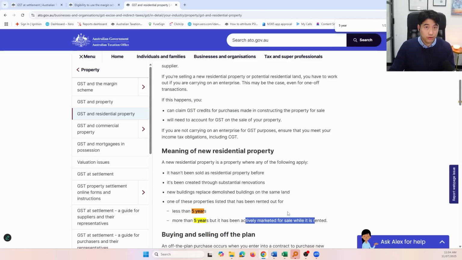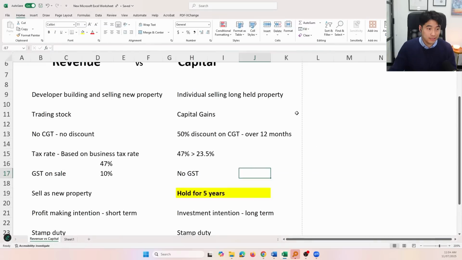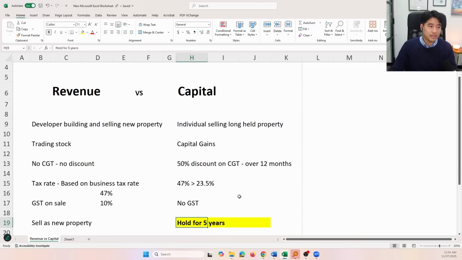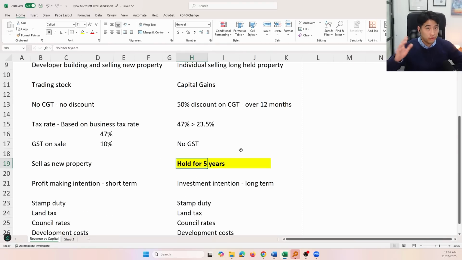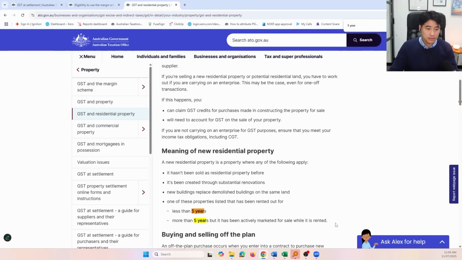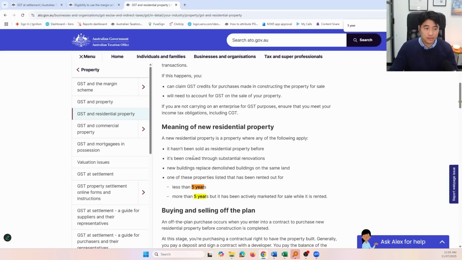So what I'm trying to point out is that the ATO may still class it as new residential property, even though you've been renting it out, if you don't hold it for more than 5 years. The ATO has put out a blanket rule. They basically said that in order to be an investor, they want you to hold the asset for more than 5 years. Going back to the initial question, what happens if I live in it? I think when you live in it for quite some time, this 5 year rule doesn't apply, because it doesn't have any talk about you moving into it. So I don't think it applies to this situation.